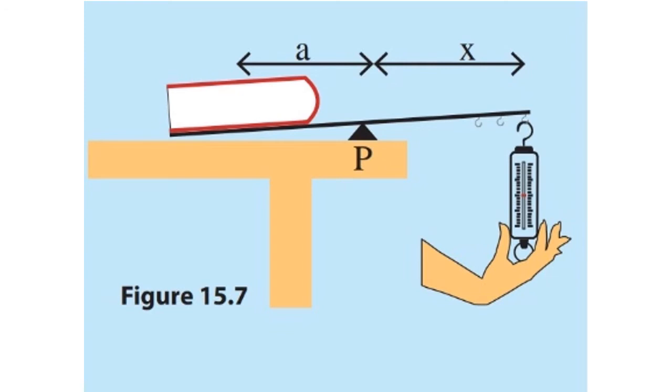Couple the Newton balance to the other end of the strip using a string and pull the balance vertically downwards, holding its stem.